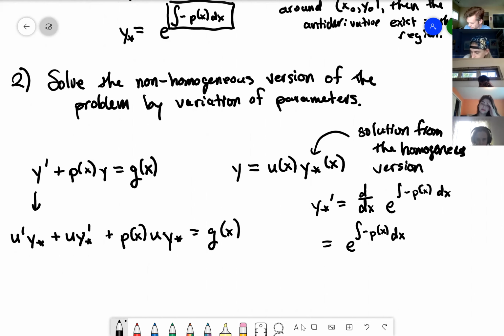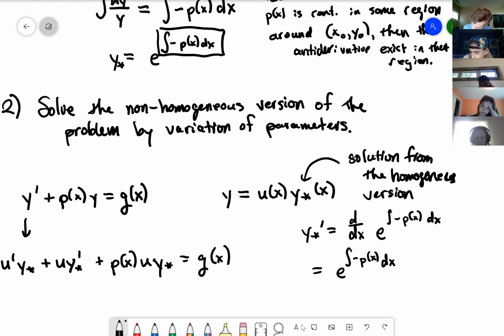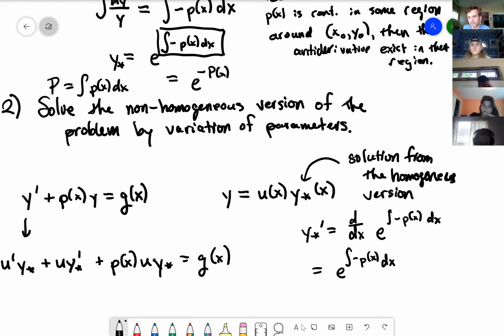Let's simplify things a little bit. Let's write this. So we'll say that capital P is equal to the integral of p of x dx. So we'll just write its antiderivative as capital P, right? So we can rewrite this thing as e to the minus capital P of x, right? It's just the antiderivative. So simplify this a little bit. Let's write this as e to the minus P of x.